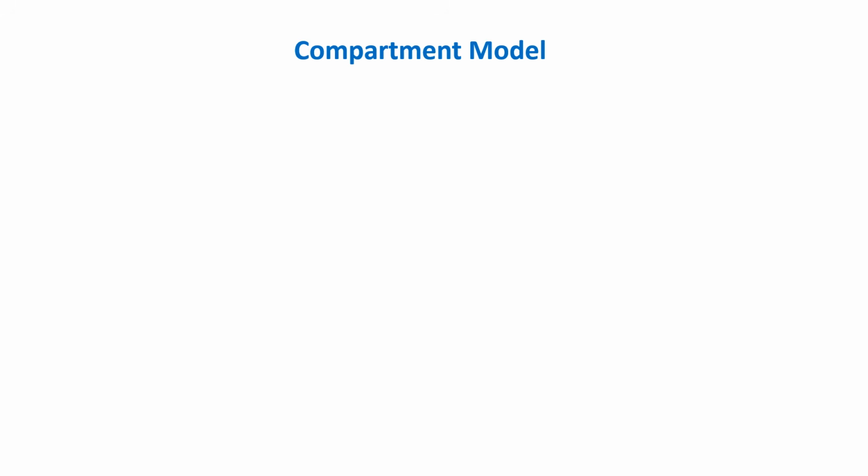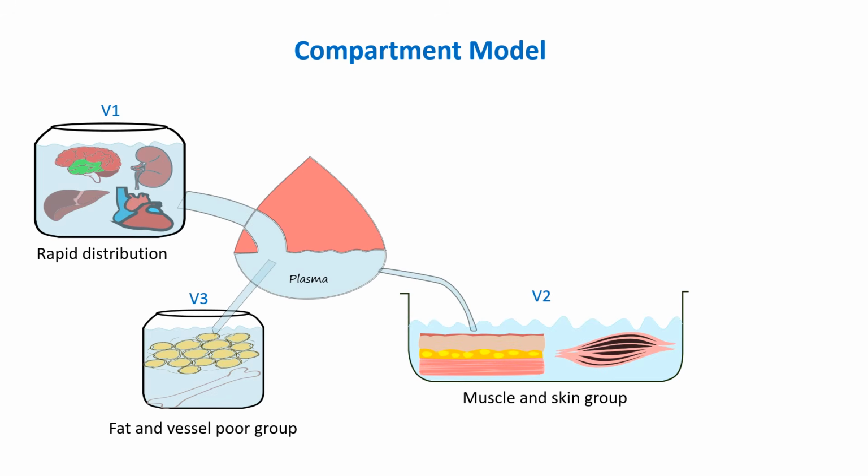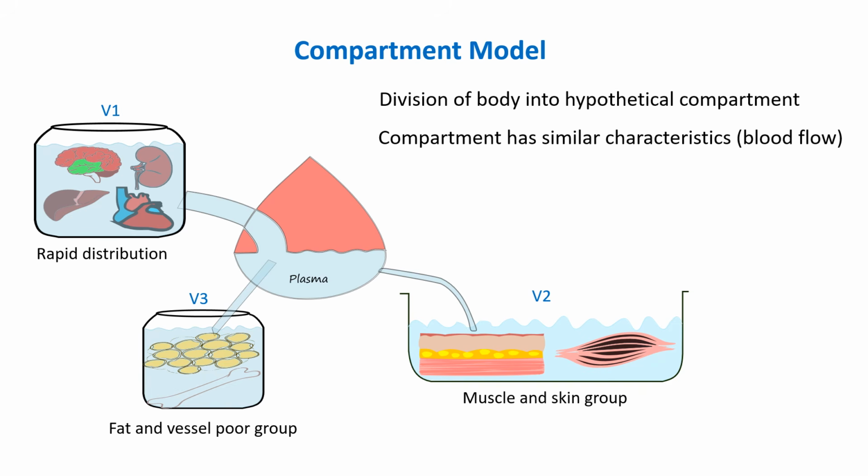Earlier, we have seen that drugs are distributed into tissues and organs based on the amount of blood flow it receives. Accordingly, tissues were grouped into vessel-rich, muscle group, and vessel-poor group. Now, we'll look into the compartment model, which uses the same concept to divide the body into compartments or hypothetical spaces. The compartment model assumes that the drug distributes uniformly within each compartment. However, the compartments do not need to correspond to any specific anatomical space within our body.